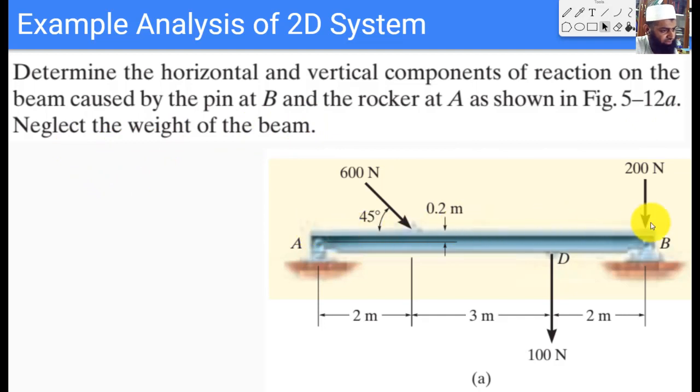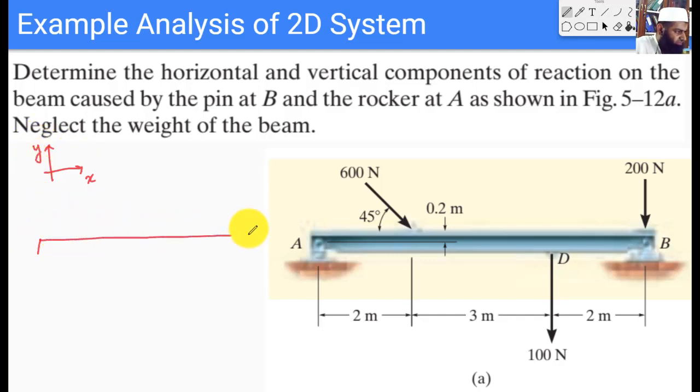So we have a beam here which has two supports. One support is at this point B, and this is a pin support, and the other support is at point A, and this is a rocker support, and we want to draw the free body diagram. Okay, so what were the steps for drawing the free body diagram? First of all, let me just choose an axis. So our vertical axis is y and the horizontal axis is x.